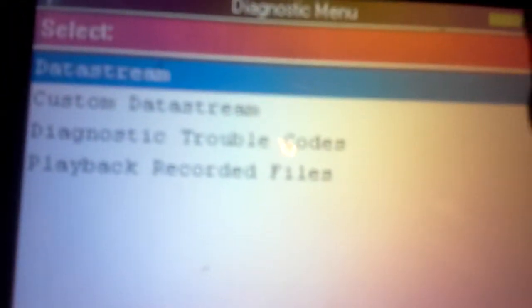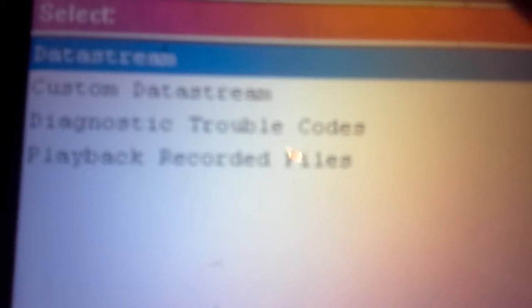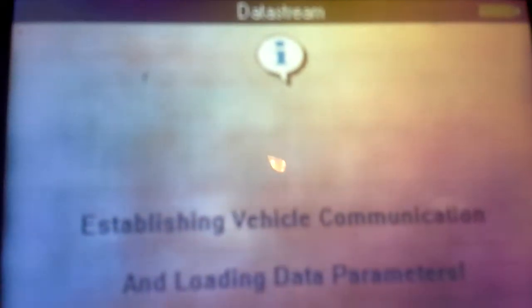Now here's the thing, you don't necessarily run DTCs on this. You can look at the data stream, you can look at your custom data stream according to what the driver wants. You can also look at the diagnostic troubleshooting codes, which is what we're going to be looking at. Then you can look at files from the past. In this case, go ahead and select our data stream.